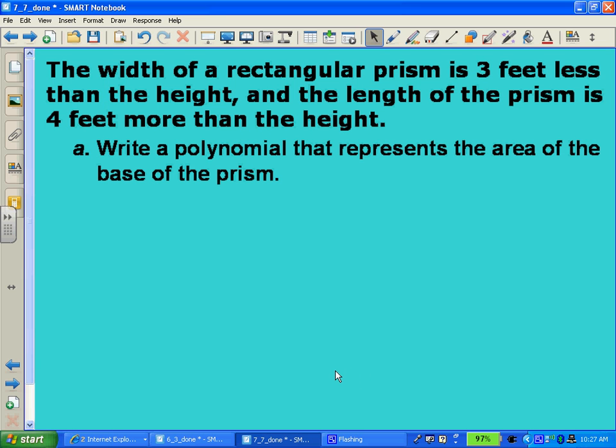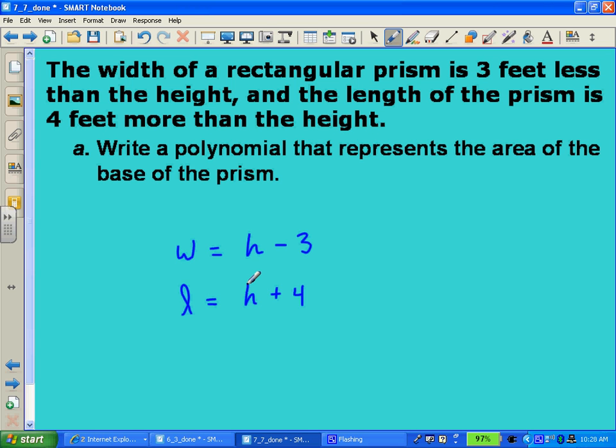Now, they'll also show up in the form of story problems. The width of a rectangular prism is 3 feet less than the height. So the width, we'll call that W, is 3 feet less than the height, so here's my height minus 3. The length of the prism is 4 feet more than the height, so that would be height plus 4. Write a polynomial that represents the area of the base of the prism.